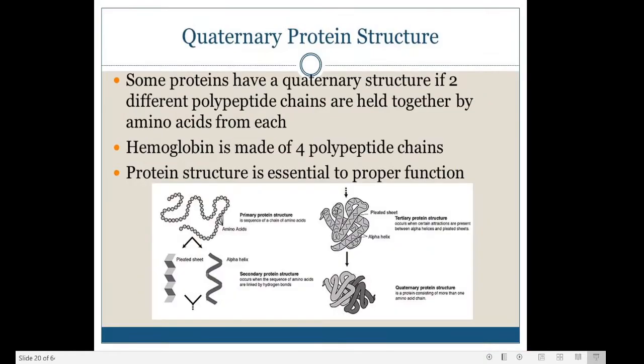In the forming of the tertiary structure, those tertiary structures make the quaternary structure. Quaternary structure has two different peptide chains, and these peptide chains form two different proteins, where the beta sheets and alpha helix make the tertiary structure. That tertiary structure forms the protein quaternary structure.